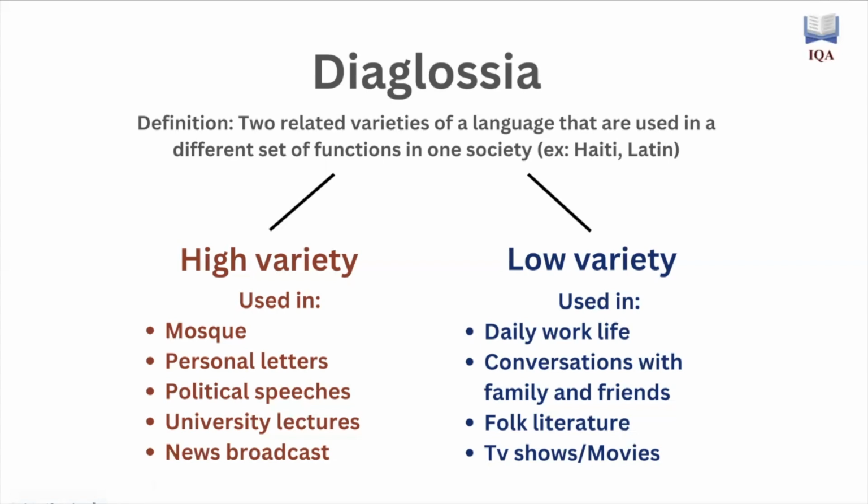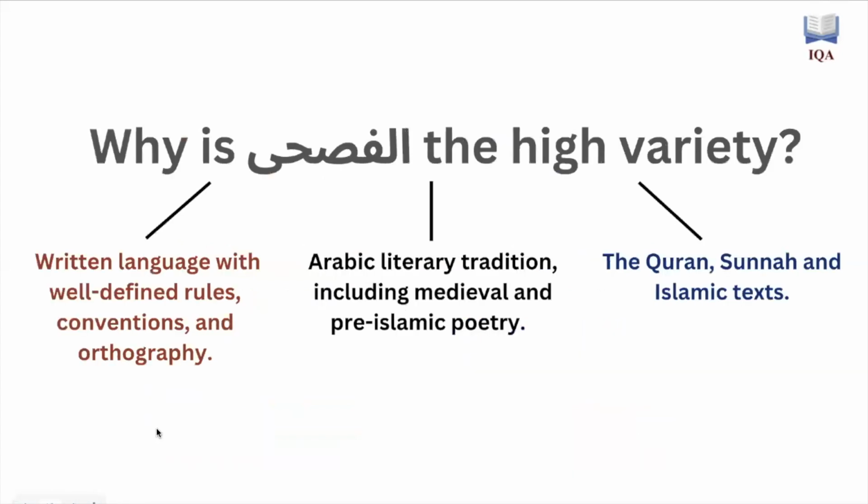Okay. Now, as someone who's trying to learn the Arabic language, you have to understand first and foremost why Fusha is the high variety, right? Why is Fusha given all this importance and used as the official language and so on and so forth? Well, there are pretty much three different reasons according to Arab sociolinguists. First and foremost, it's the written language. So it has well-defined rules and conventions and orthography.